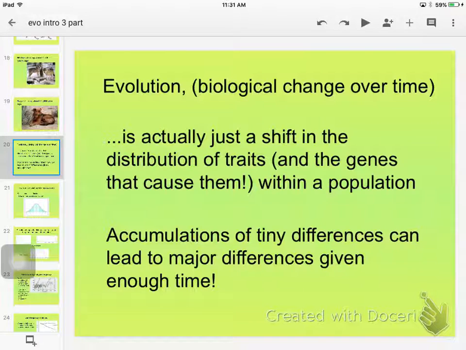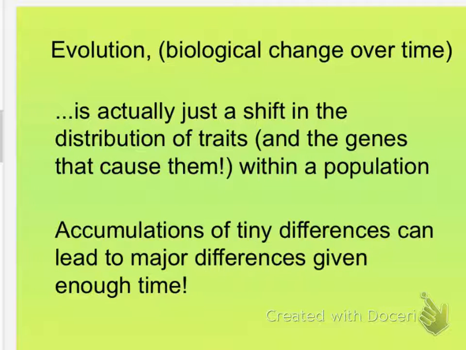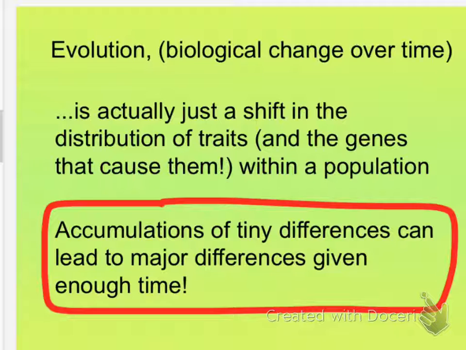Well, really, what we're saying is that they have different traits. And all evolution really is a shift in the distribution of traits and the genes that cause those traits within a population. And this is something that we noted in the video that you watched, that when you accumulate enough tiny differences over a long enough time, that can end up leading to major differences. So really that's the big idea here, and this is what's called the modern synthesis of biological evolution, that evolution is just a shift in gene frequencies in populations.